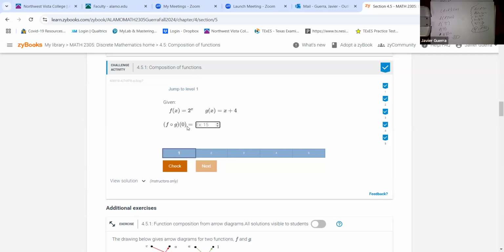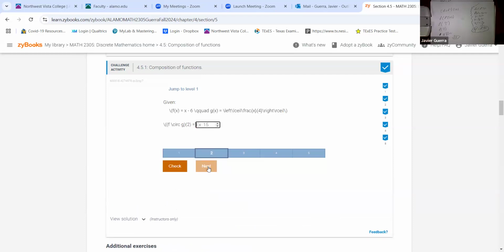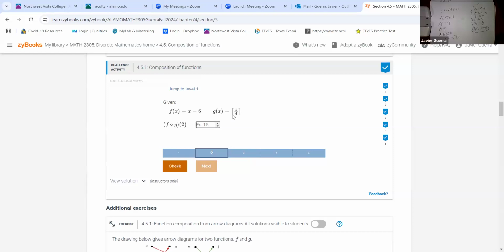All right, so let's look at this one. So I want to do f composed of g evaluated at 0. Plug in 0. That's 6. That's 4. 2 to the 4th power should be 16. Correct. Next one, I have a ceiling again. I want to do f of g evaluated at 2. So I'm plugging in 2 here. That's a half. So half would be 0.5. So the ceiling should be 1. So 1 minus 6 should be -5.